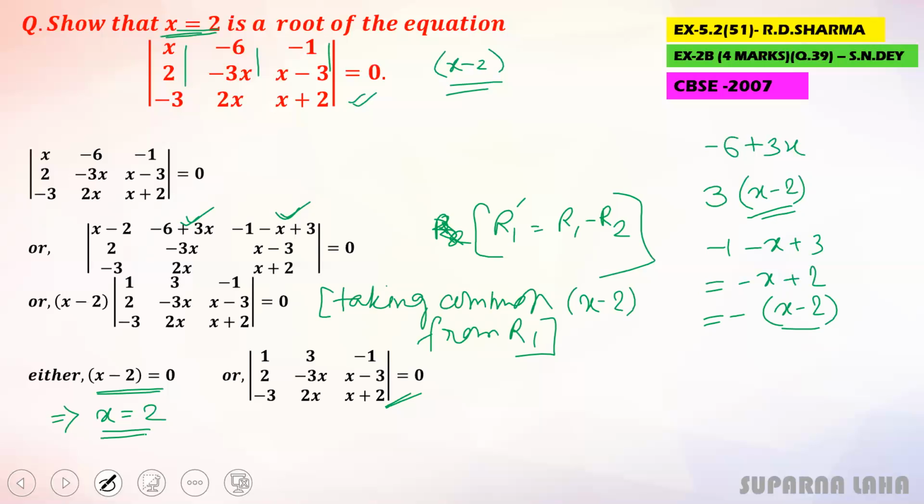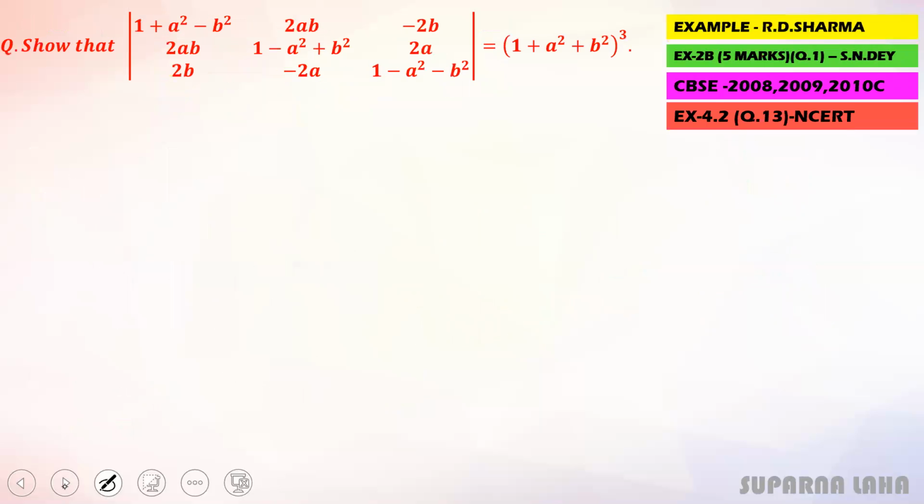So moving to this next problem, 1 plus a square minus b square, 2b, minus 2b, 2ab, 1 minus a square plus b square, 2a, 2b, minus 2a, 1 minus a square minus b square is given by this value. You need to show that this determinant value should be given by this.